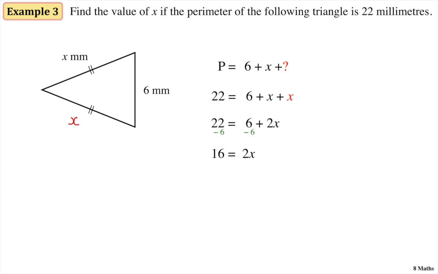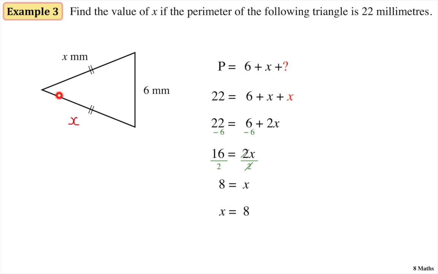Remember, to get x by itself, x is being timesed by 2. The opposite of timesing by 2 is dividing by 2, so I'm going to divide both sides by 2. And then my 2s will cancel there, and I'll get 16 divided by 2 is 8. I get 8 equals x, or I could better write that as x equals 8. So I now know that the value of x is 8.